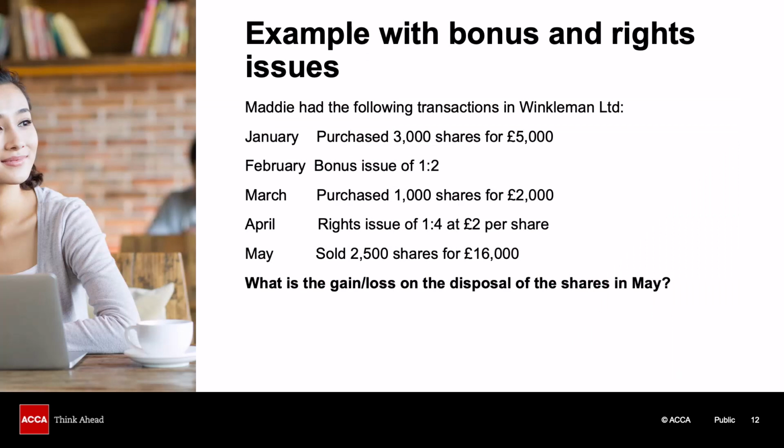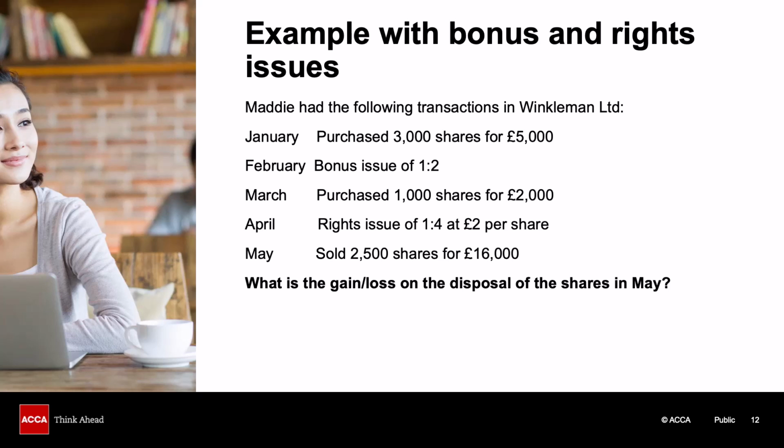Let's look at an example now with bonus and rights issues. Maddie had the following transactions in Winkleman Limited. In January, she purchased 3,000 shares for £5,000 in total. In February, there was a bonus issue of 1 to 2. This means that she gets a free share for every 2 shares she already owns in that company at that point in time.